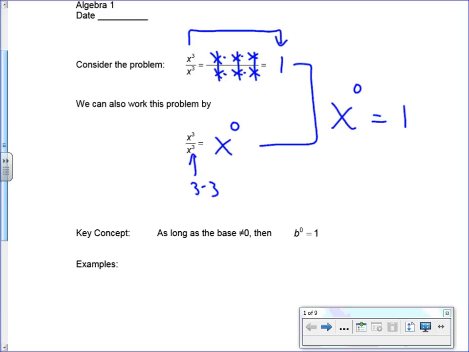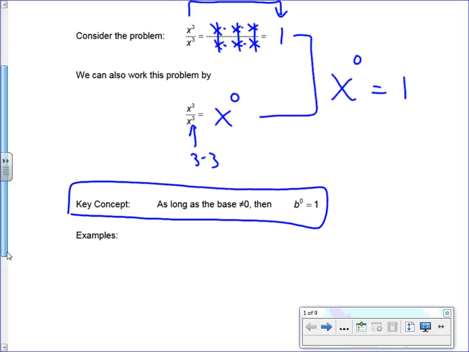This doesn't show up all that often. It's just one of those little details that shows up every once in a while, and when it does, I need you to make sure you get it right. X to the 0 is not x. X to the 0 is not 0. X to the 0 is 1. Okay? So here it is written, it's a key concept. Here it is written sort of in rule form.